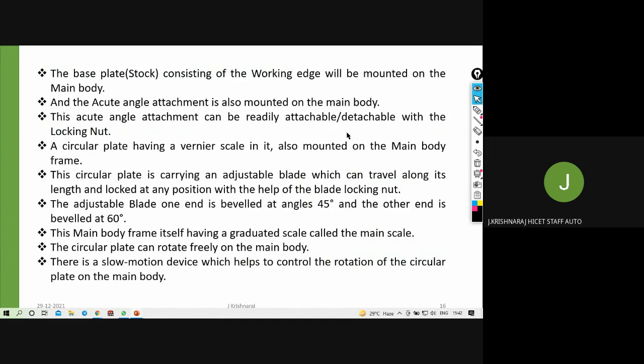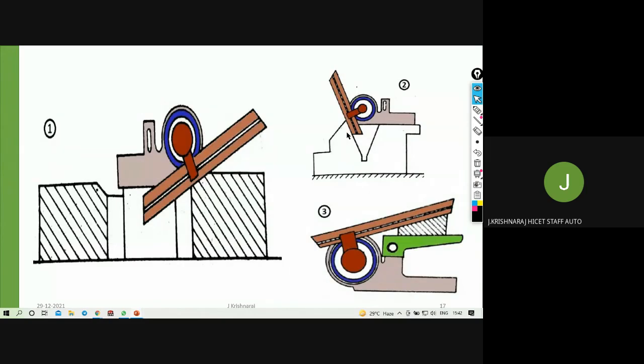So these are some of the construction details. I eliminated some of this because I explained it earlier. Now these are the application-wise uses, how the bevel protractors are used. For example, this is the base, and on this base, which I'm marking in pink color, the angle is measured.